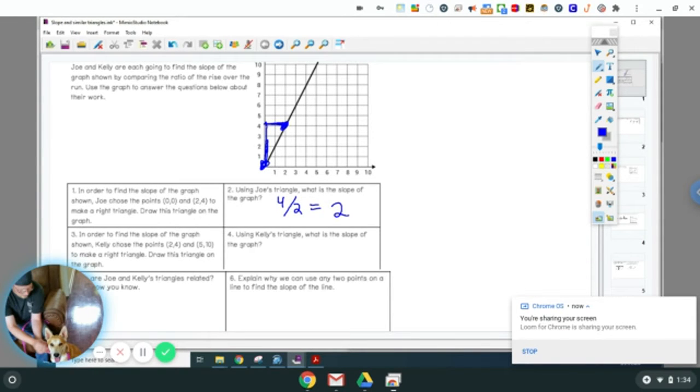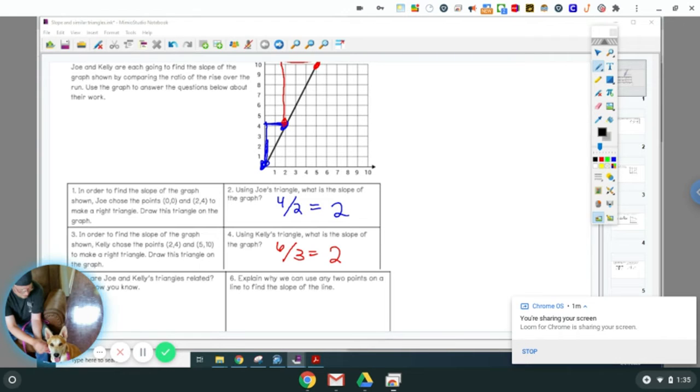Now, in order to find the slope of the graph shown, Kelly chose, I'm going to change Kelly to red, Kelly chose (2, 4) and then (5, 10). So (5, 10) will be right here, and then (2, 4) right here. So she rose 6 over 3, which equals 2.